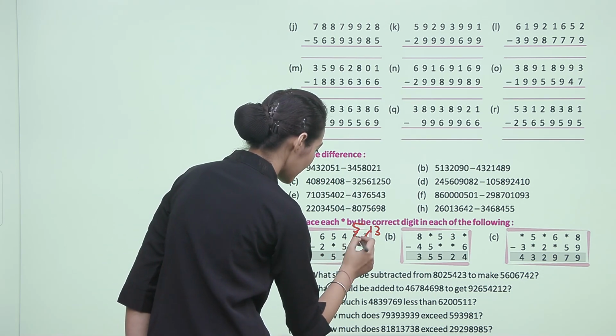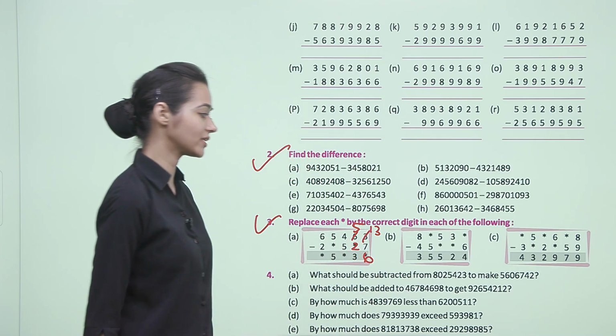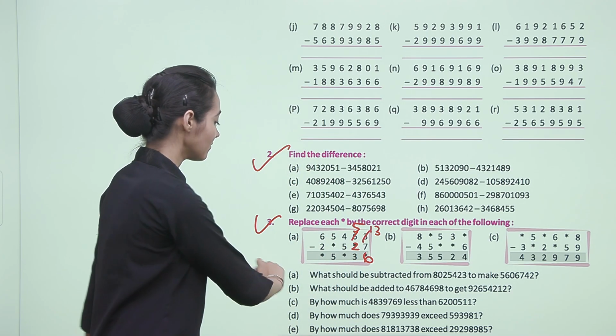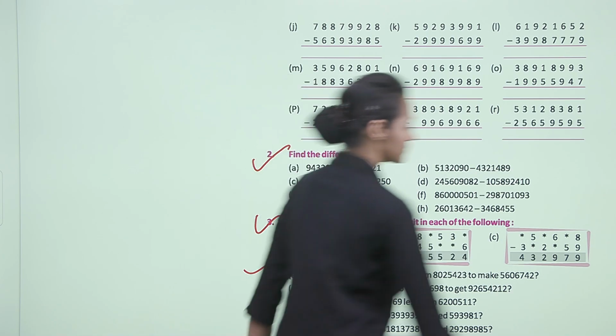Now here we have 5. So 5 minus 2 is 3. That's how we can complete the remaining part. Now again we have to subtract these terms.